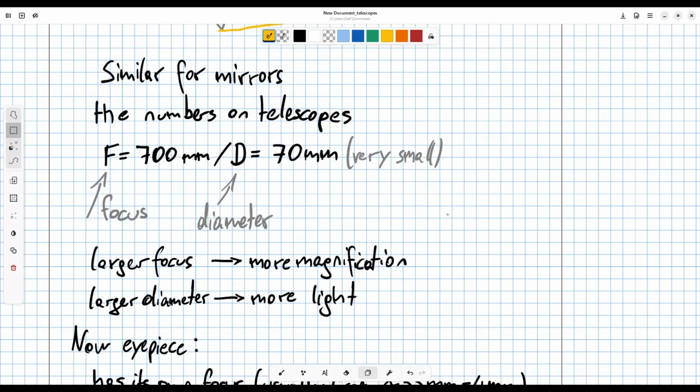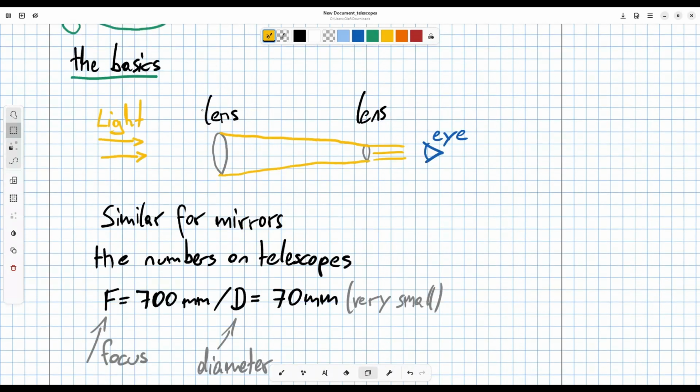So in principle, the larger the focus is, the more magnification you have, and the larger the diameter is, the more light you can collect. That makes sense. The light that comes in here is focused from the first lens onto the second, or however many lenses you have. And of course, the bigger the first lens here is, the more light you can collect.